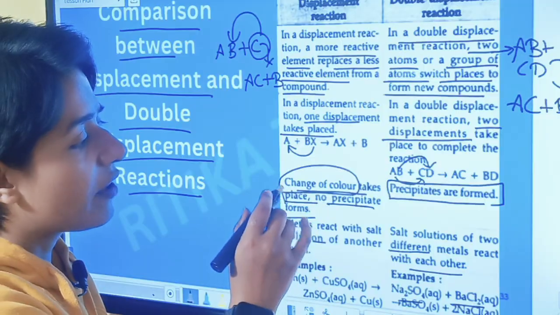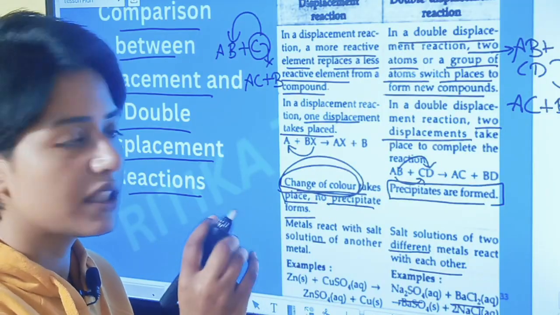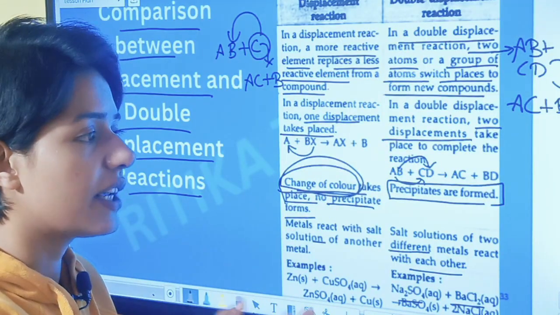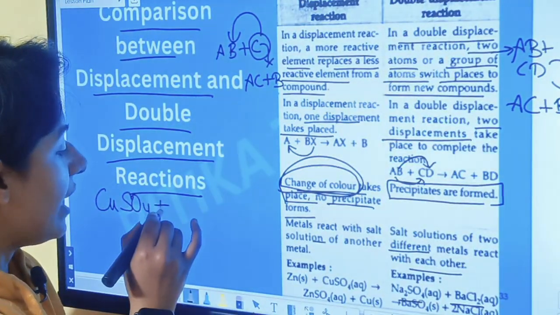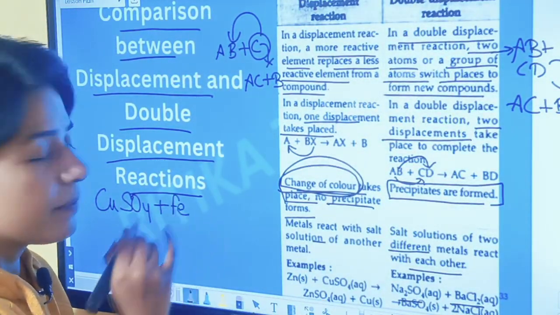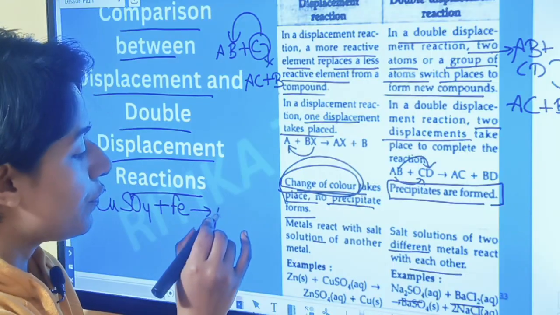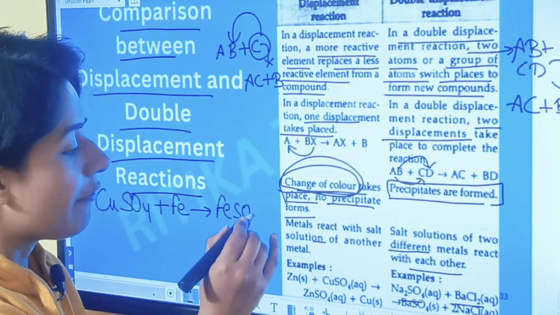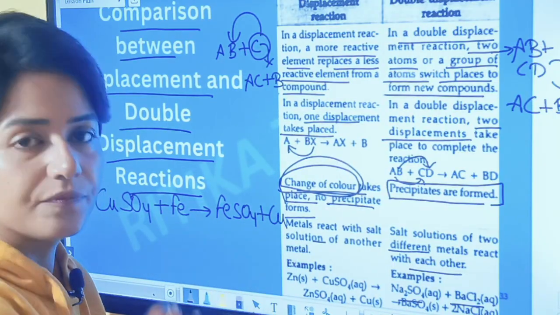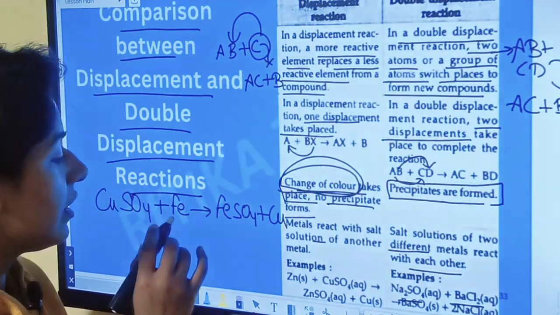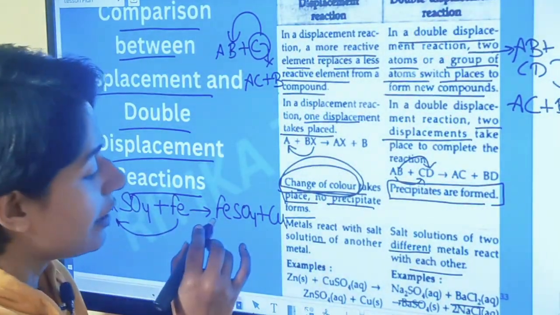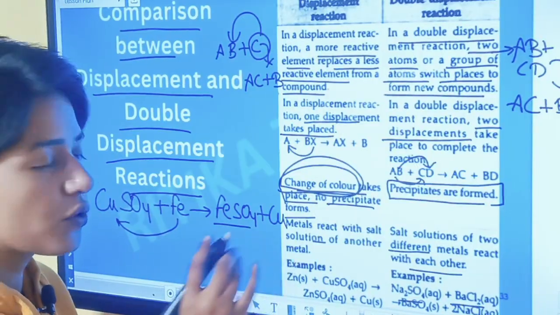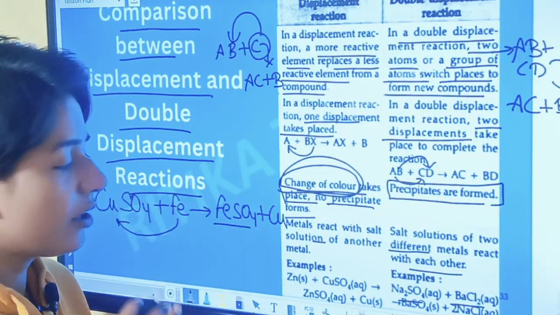Let us take a look at the color changing reaction. How does a color changing reaction take place? Let us take an example. Copper sulfate solution: when we dip an iron rod in it, it forms ferrous sulfate, FeSO4, plus copper. Here iron is more reactive than copper, so iron displaces the copper from the copper sulfate solution and forms iron sulfate, and copper deposits on this iron rod.